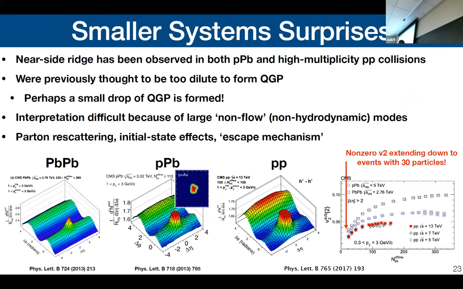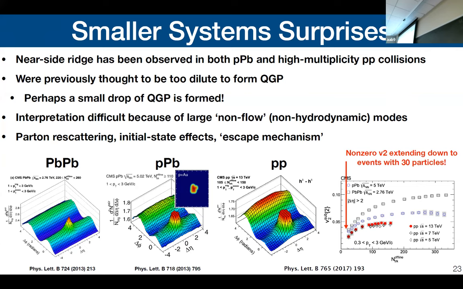There were more measurements done in proton-proton collisions where they tried to do this in collisions with less and less event activity. What they actually found was that this V2 parameter is not zero even when you go down to collisions with somewhat low event activity, something like 30 or 40 tracks. So at that point, the interpretation of that signal becomes difficult because there are large contributions from so-called non-flow modes, which are modes that aren't really caused by hydrodynamics, for example, momentum conservation and things like that.